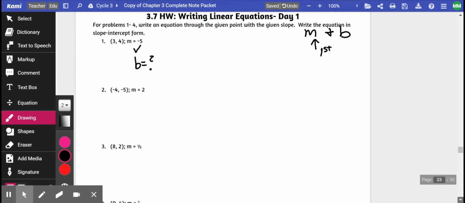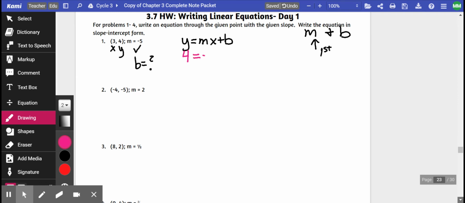So what I'm going to do is I'm going to plug in everything that I have into my equation y equals mx plus b so that I can solve for that specific value. So I have M, and then I'm going to use my point to have an x and a y value. Okay, so using that point, I'm going to plug in 4 for the y.